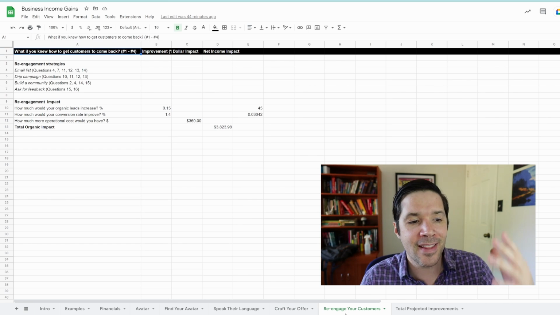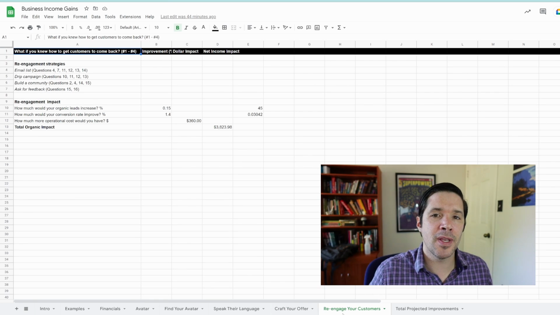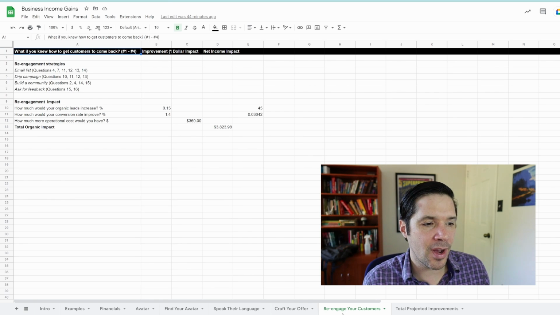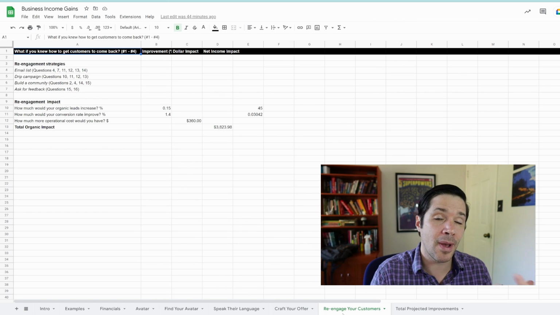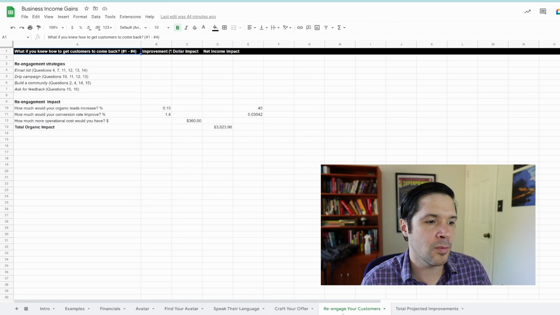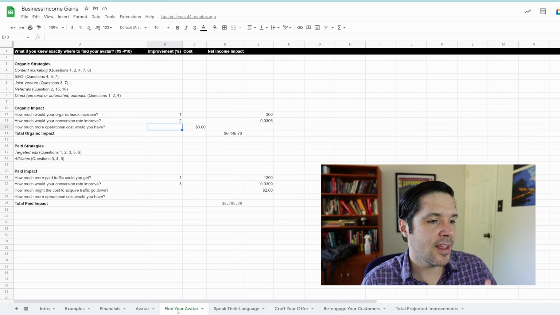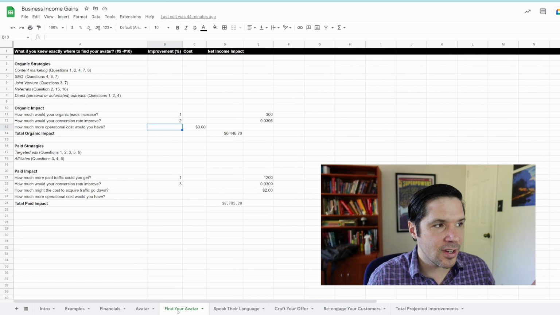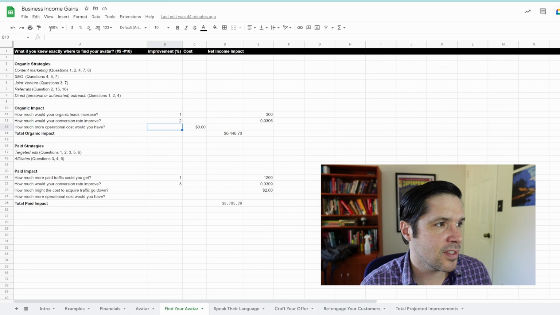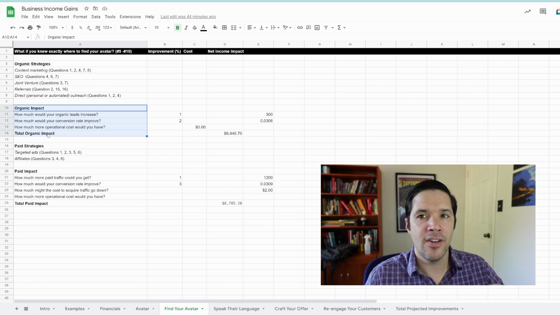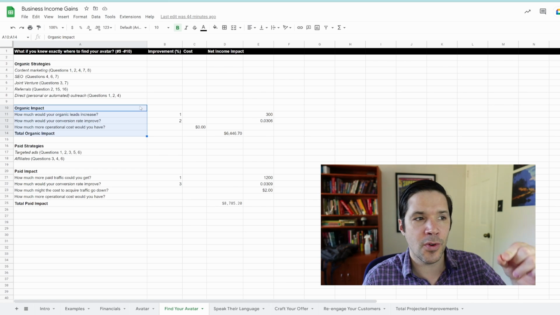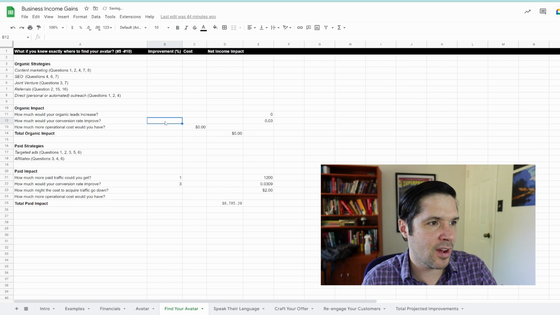And lastly, re-engage your customers. When people have bought your product, there's opportunity to have them share it or re-engage in other ways, like buy again, or re-engage in other ways with your brand. So, today we will focus on finding your avatar. Each of these sections is divided into organic strategies and the impact, where you can pick one of those strategies and forecast the impact on it. Let me clear that out for you.